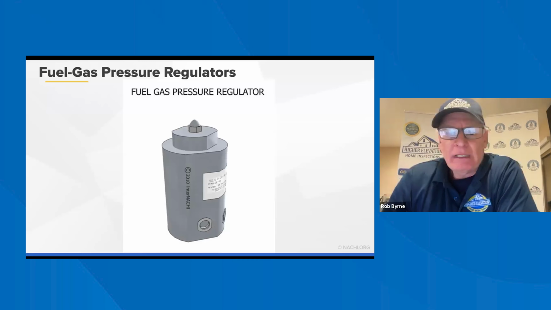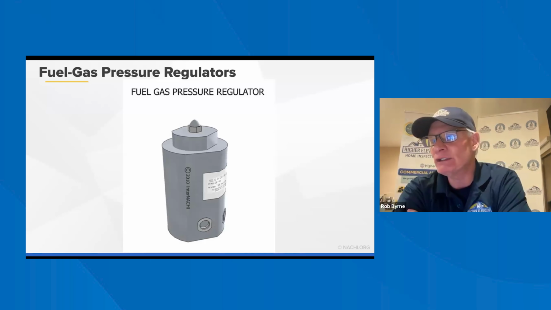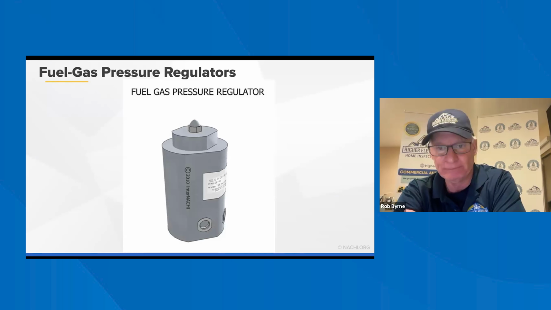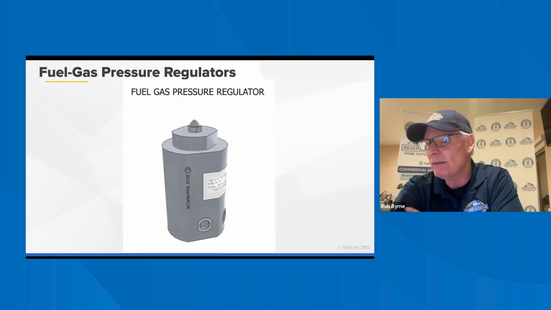Fuel gas pressure regulators. A line pressure regulator should be installed where the appliance is designed to operate at a lower pressure than the supply pressure. Access should be provided to all pressure regulators. You want to be able to get to them. They should be protected from physical damage. Pressure regulators that require vents should be vented directly to the outdoors.